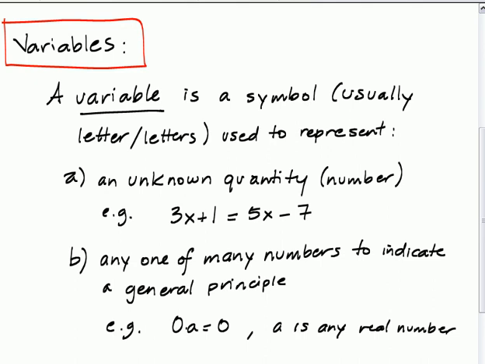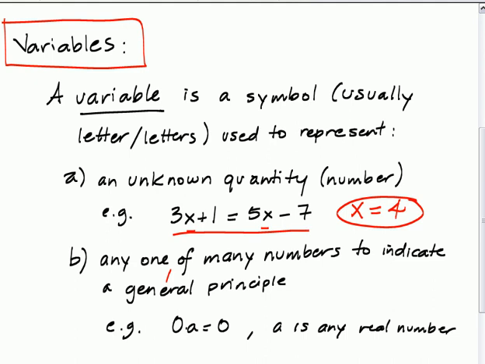A variable is a symbol, and as you probably know, it's usually a letter or letters used to represent two different things. So this may be new to you. It's either going to represent an unknown quantity, in other words, a number we don't know. For example, if we have the equation 3x plus 1 equals 5x minus 7, there's only one value of x that makes this true if we put that in for our x. And if you want to try it, x equals 4. So there's only one value that works in this equation.